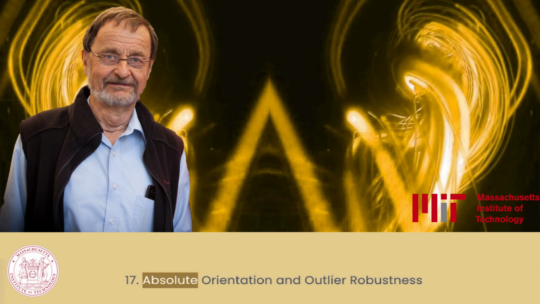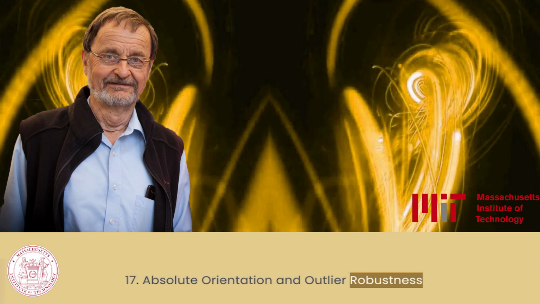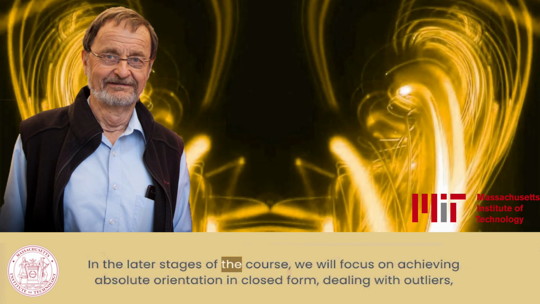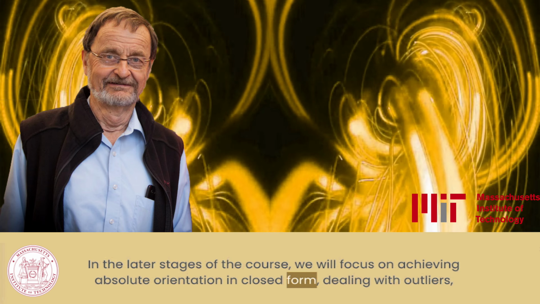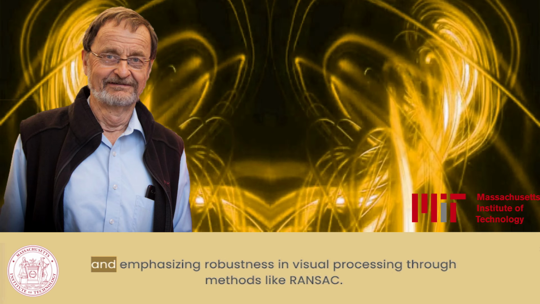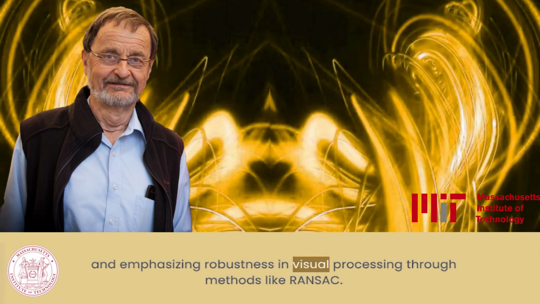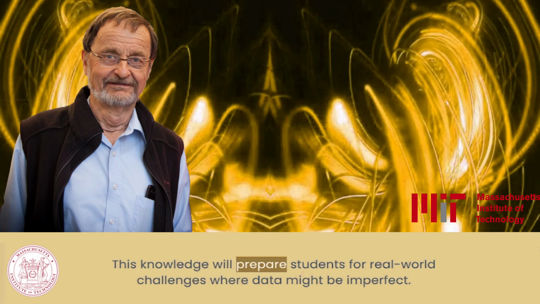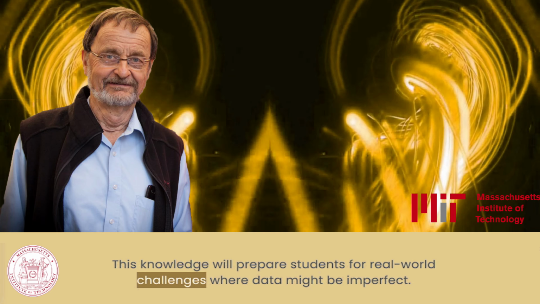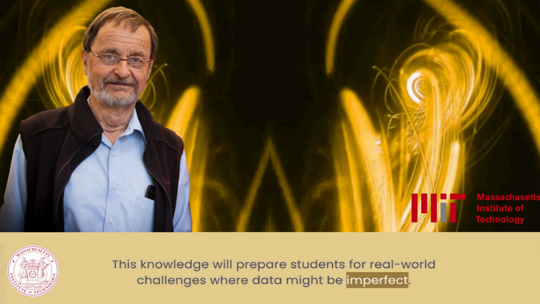17. Absolute orientation and outlier robustness. In the later stages of the course, we will focus on achieving absolute orientation in closed form, dealing with outliers, and emphasizing robustness in visual processing through methods like RANSAC. This knowledge will prepare students for real-world challenges where data might be imperfect.